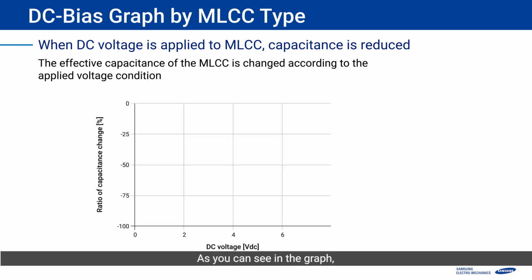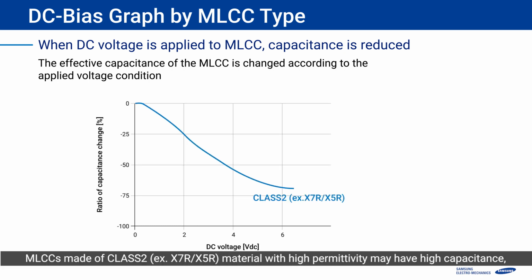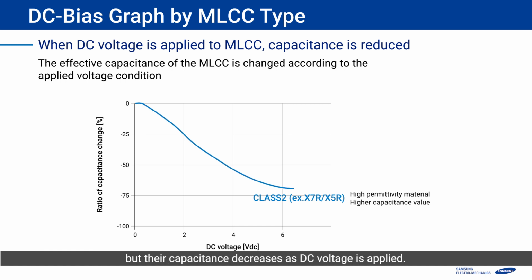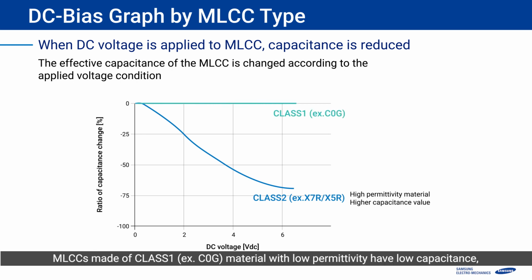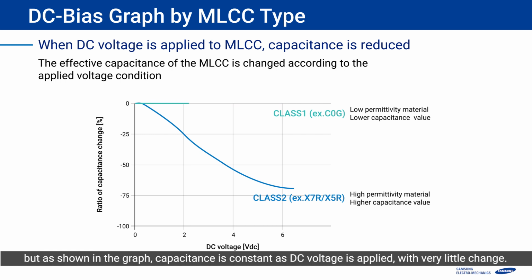As you can see in the graph, MLCCs made of class 2, that means X7R and X5R material, with high permittivity may have high capacitance, but their capacitance decreases as DC voltage is applied. On the other hand, MLCC made of class 1, example C0G material with low permittivity have low capacitance. But as shown in the graph, capacitance is constant as DC voltage is applied, with very little change. In the next slide, let's take a closer look at the principal characteristics of DC bias.